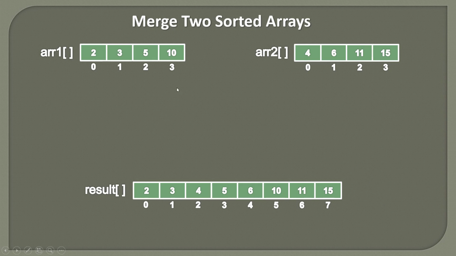Which signifies that both these array elements are now part of this result array. And as both the arrays were sorted in ascending order, you can see the result array is also sorted in ascending order.